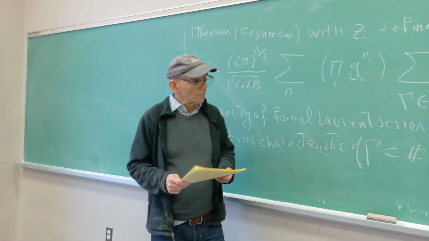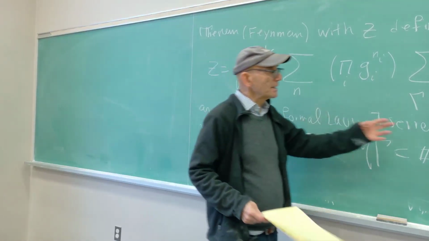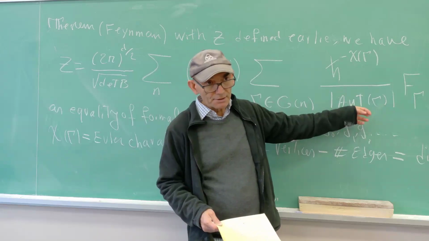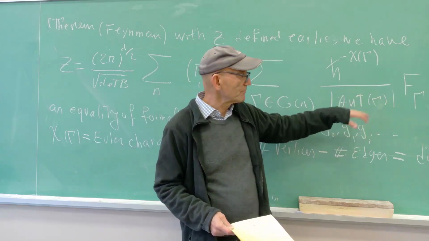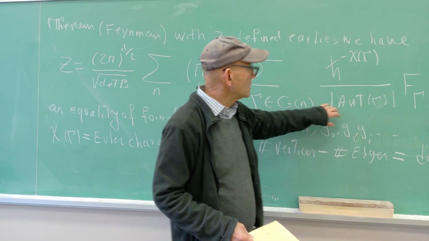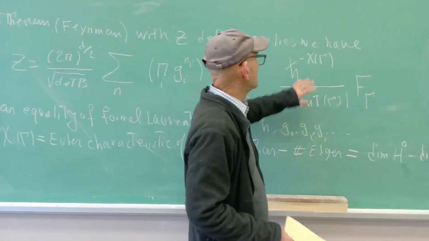So that's what we want to prove. And this is, of course, self-explanatory. This is counting the number of automorphisms, so symmetries of the graph. I will define it as we go on. And this is the final amplitude.